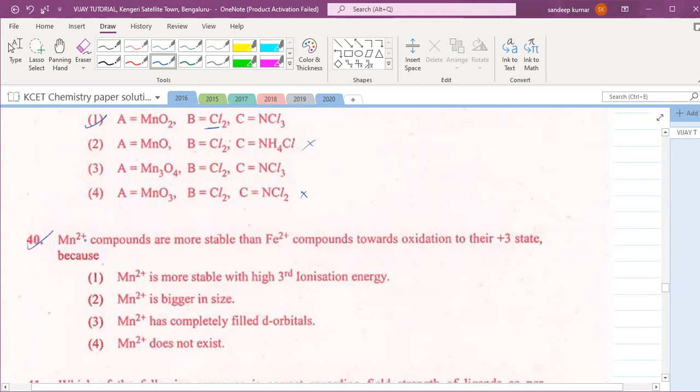Next, question number 40. Mn2 plus compounds are more stable than Fe3 plus towards oxidation to their +3 oxidation state, because Mn2 plus is more stable with a high third ionization energy. Yes, this is the correct one. Mn2 plus is bigger in size? No. Mn2 plus is completely filled? No. Mn2 plus does not exist? No. So the first option is correct.